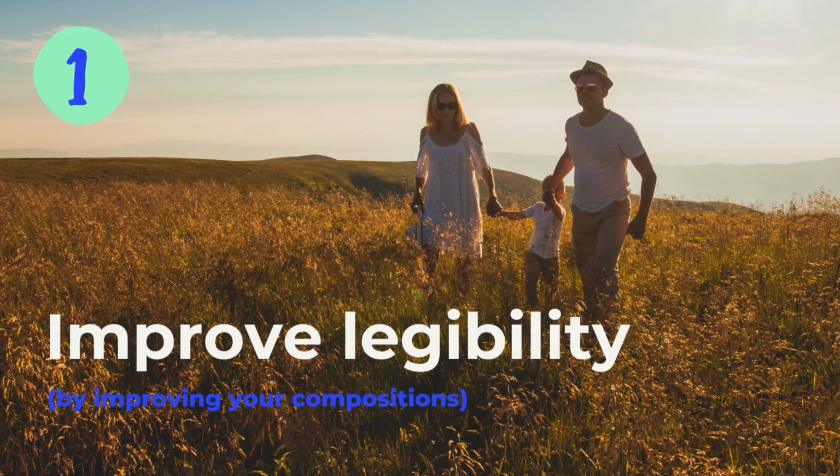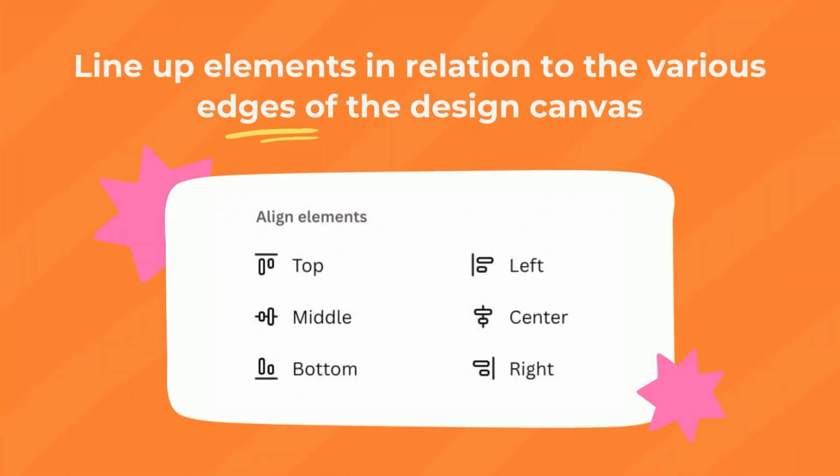All right, so we are going to dive a little bit deeper into each of these two main goals of alignment, starting with improving the legibility of our designs by improving their composition. And the first thing I really want to draw your attention to is that Canva makes it easy for us to properly align our elements. Indeed, Canva has a bunch of buttons and features to assist us. So what I suggest is that we jump into the Canva editor and have a look at what these tools are.